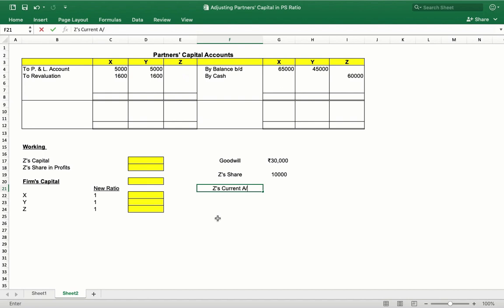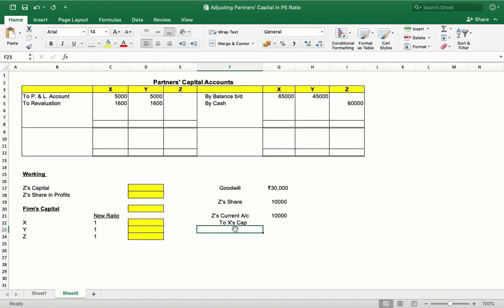So Z's current account is debited with rupees 10,000, and we will increase the balance of the capital of Mr. X and Y. So to X capital, to Y's capital, and this 10,000 we will allocate between X and Y in their sacrifice ratio.